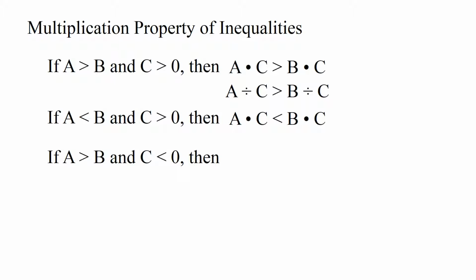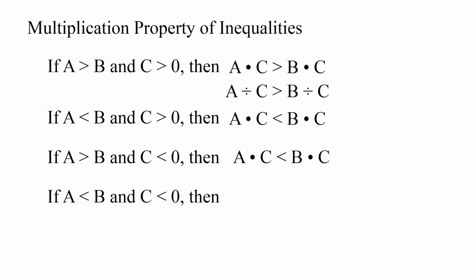If instead we have A is greater than B, but this time C is less than 0, numbers less than 0 are negative numbers. So if you multiply both sides of the inequality by a negative number, now the inequality has changed. It was A is greater than B, now it's A times C is less than B times C. So the inequality flip-flops because we multiplied both sides by a negative. Likewise, if you divide both sides by a negative. And again, if A is less than B and our multiplier is less than 0, so our multiplier is negative, then that's going to change the inequality to a greater than situation.